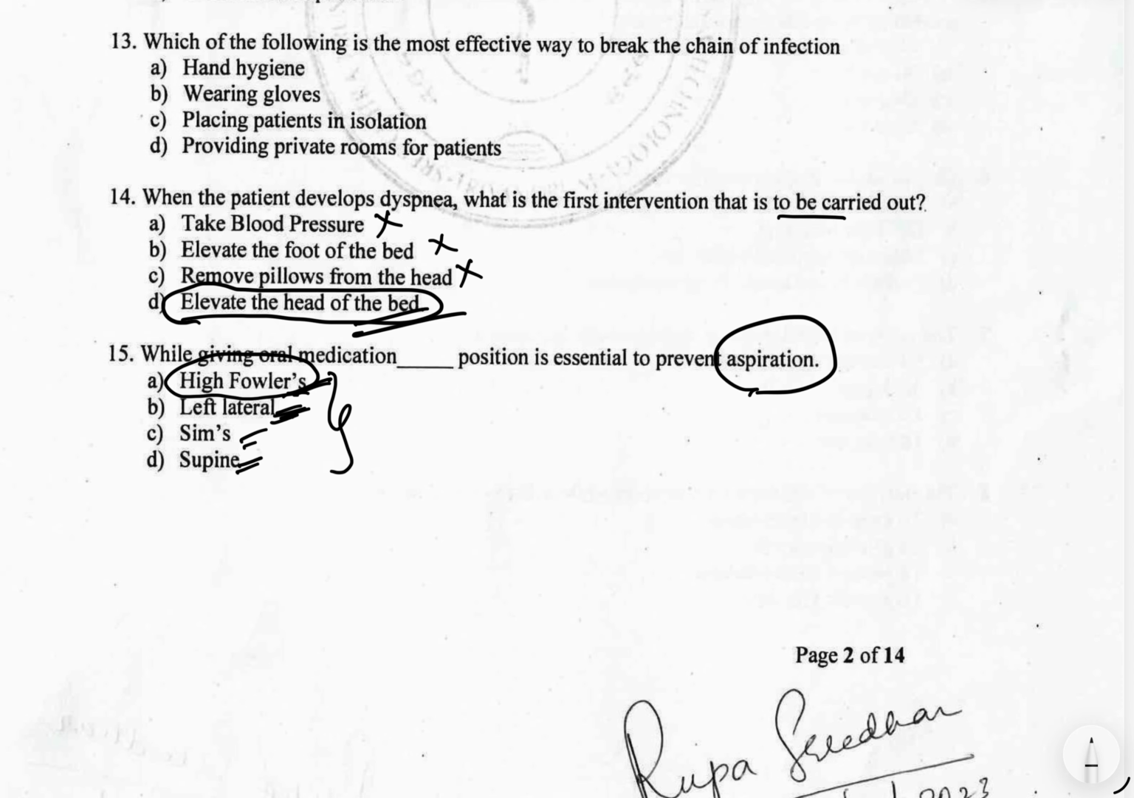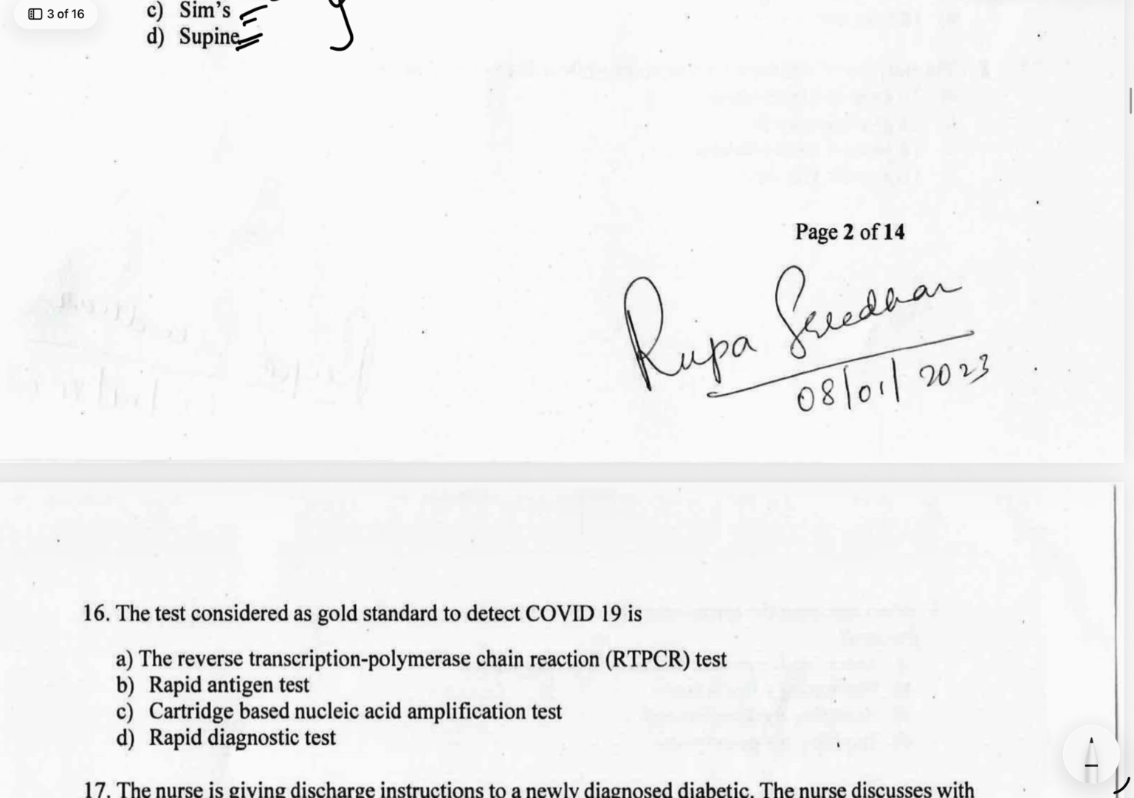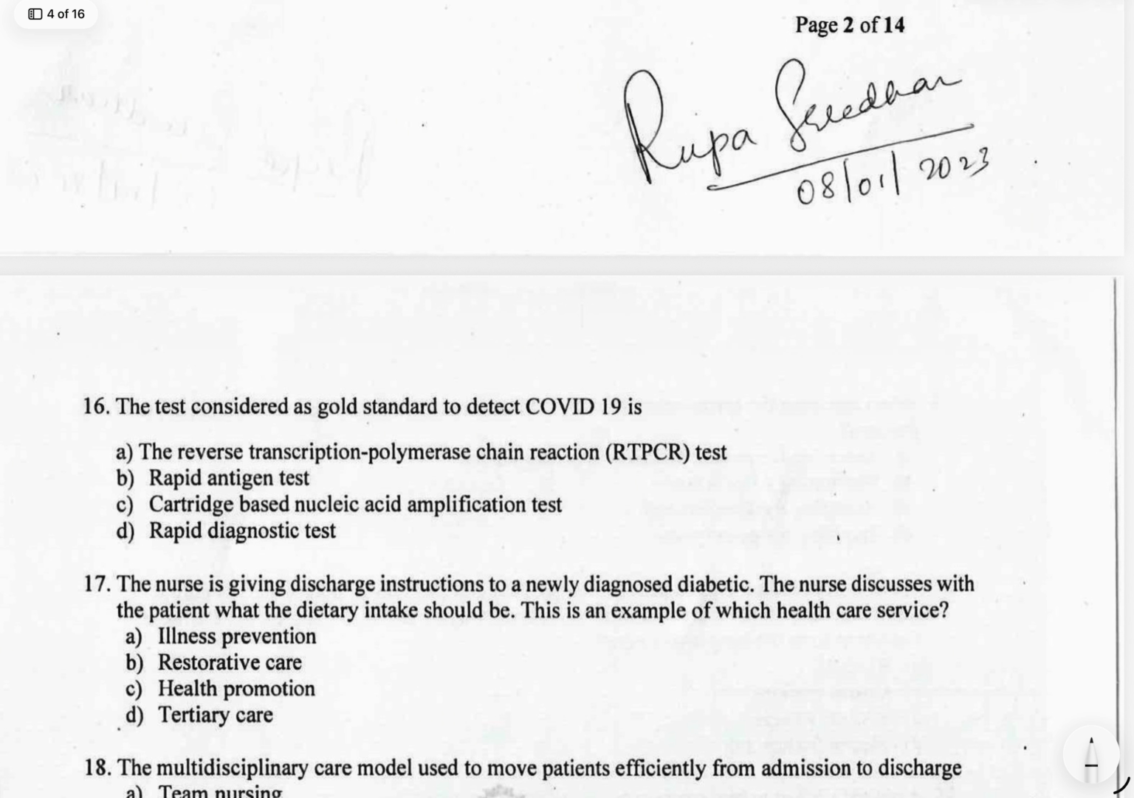So, high Fowler's is sitting up straight. If you don't know the term high Fowler's, learn it now. High Fowler's is sitting up straight in the bed. To prevent aspiration for any patients, we are going to provide them in high Fowler's position while giving oral medication or while giving food or while providing the NG tube feeding for a patient.